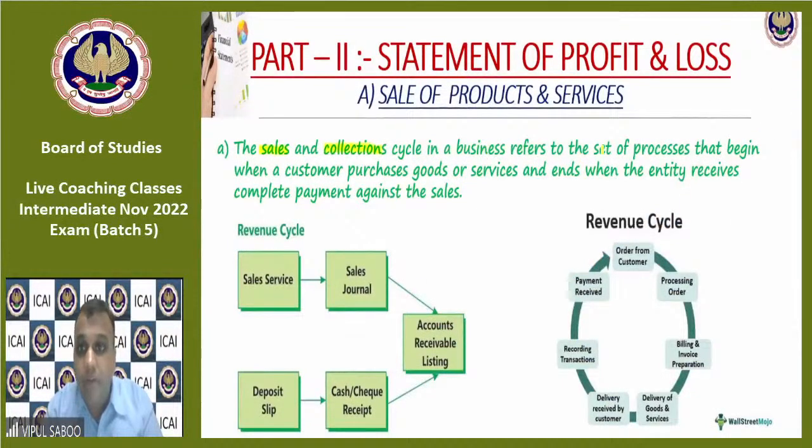Cycle in a business refers to a set of processes that begin when a customer purchases goods or services and ends when the entity receives complete payment against the sales. You entered into sales service, you recorded it to sales journal, and then you recorded it in the debtors. The person gives you cash or check, and then your sales cycle is complete, revenue cycle. Order from customer, you process the order, you generate invoice, you deliver the goods, customer receives the delivery, you enter that sale transaction in your books, you receive the payment, you use the cash again to purchase more goods. This is what a revenue cycle is. I hope I'm clear. Okay.